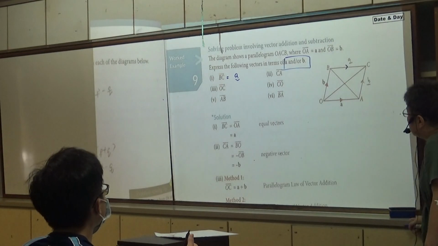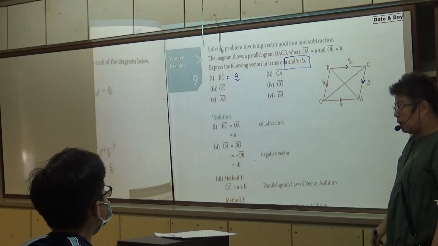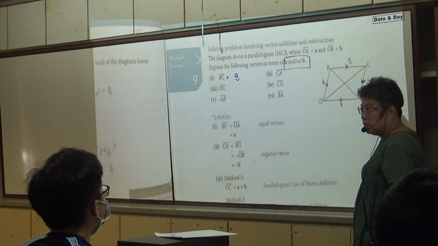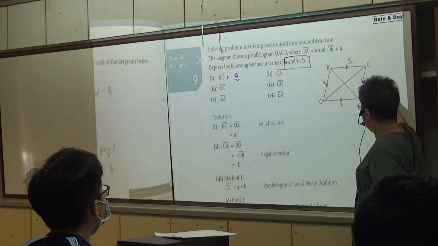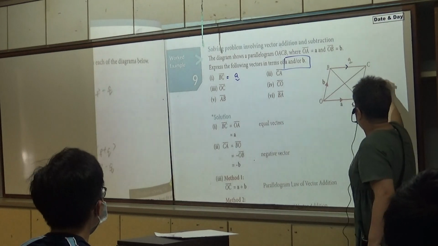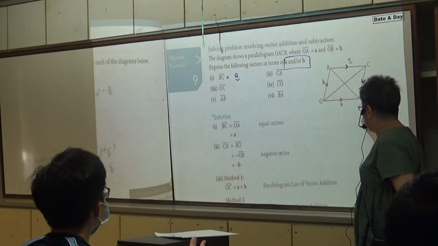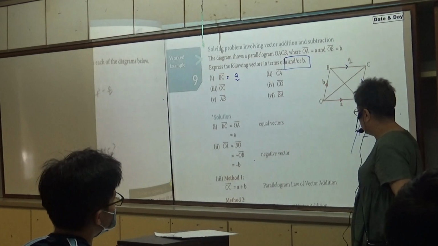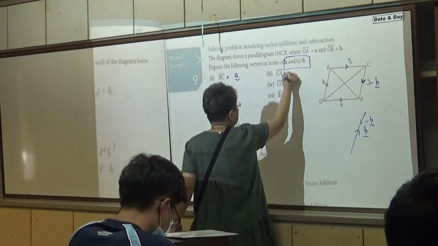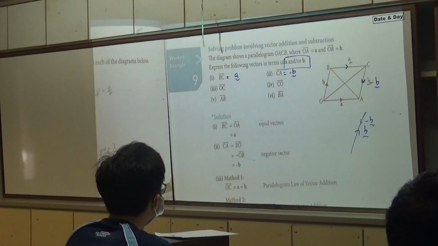Next one, CA. CA is this direction. Can you see it? Now, if it's in this direction is B, how about in the other direction? Negative B, right? I told you this before, right? If it is like this one is B, then the other direction, the same thing will be negative B. So this one will be negative B. Can you see what I'm talking about here? So we must be able to deduce that, okay?